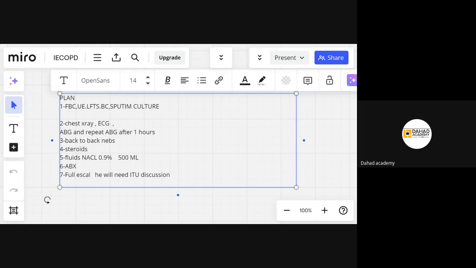So you will need to speak with the ITU team because the patient is deteriorating. That's why, if you remember the frailty score, every single patient who comes in and you admit, you will need to do the frailty score. You should know where the patient is: is the patient for full escalation? Is he mild frail? Is he moderate frail? Is he severe frail?